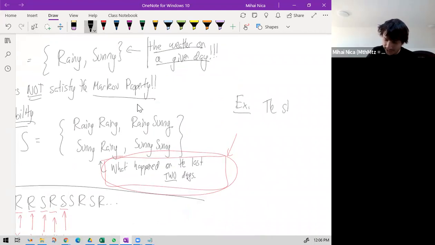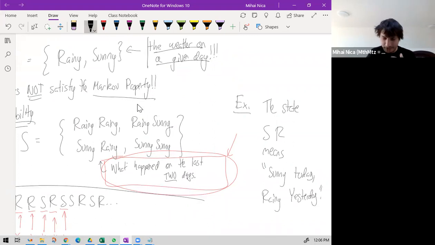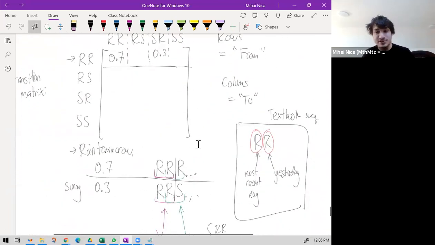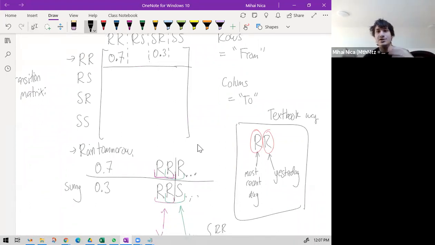The state SR means sunny today, rainy yesterday. Okay, so sunny today, rainy yesterday is SR. If we're in state RR, that means that it was rainy for the last 2 days. The next day could either be sunny or rainy. So we go into the state either sunny today, rainy yesterday, or rainy today, rainy yesterday, and that's 0.7 and 0.3.